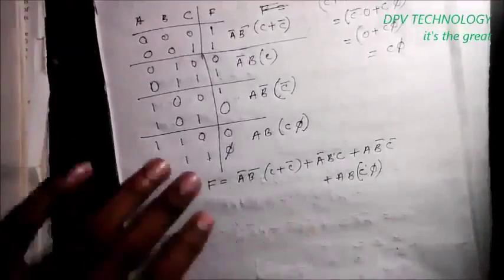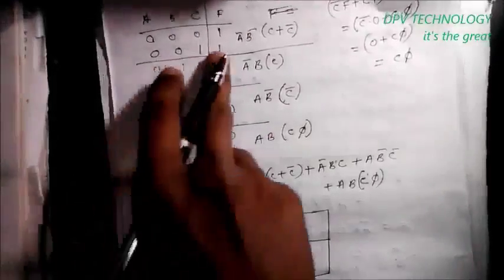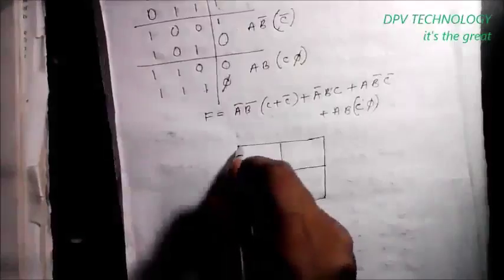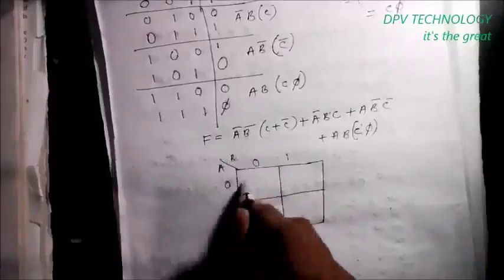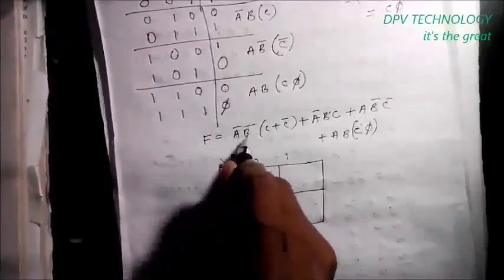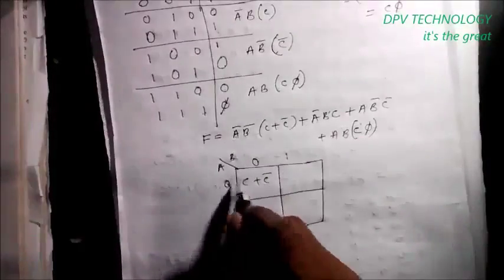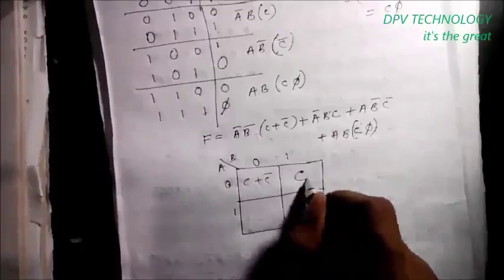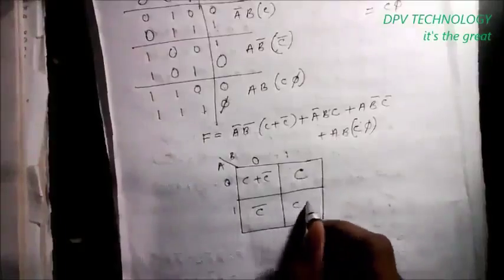Now from here we have to make the map. So this will be a 2 variable map. If you do this same example using a K-map, you will get 3 variables, but here we are getting only a 2 variable map. So put A B, 0 1, 0 1. Where A bar B bar comes, this is 1. Then A bar B, this box, you have to put C. Then A B bar, here we have C bar. Then A B, this box, so put C don't care.